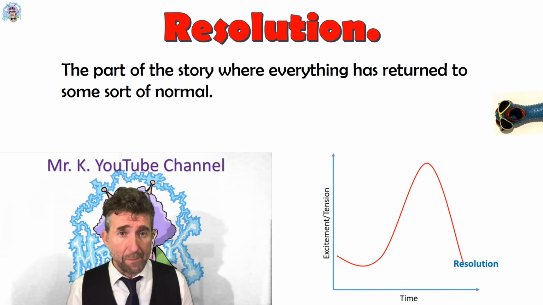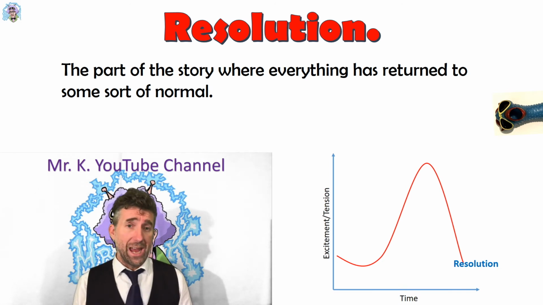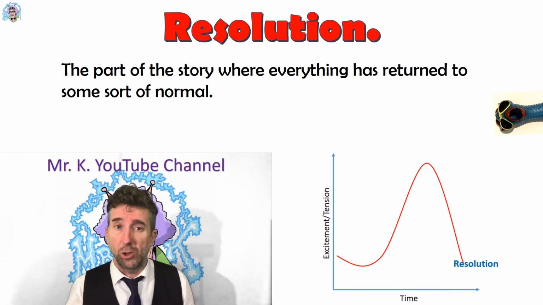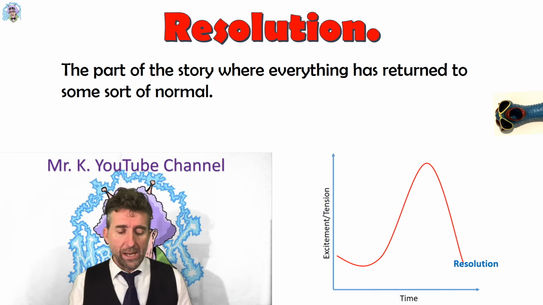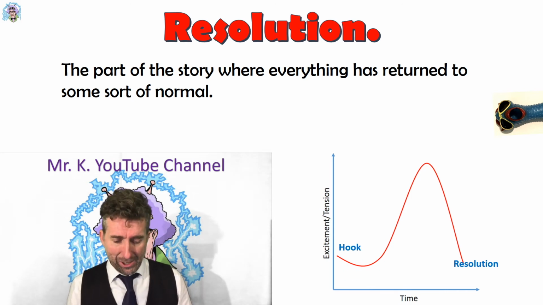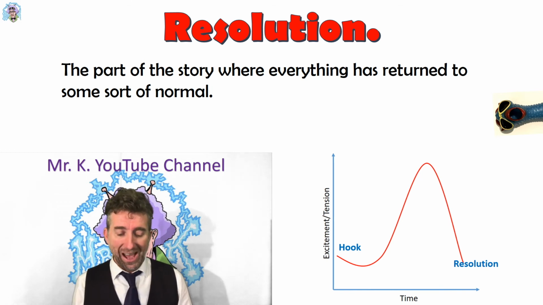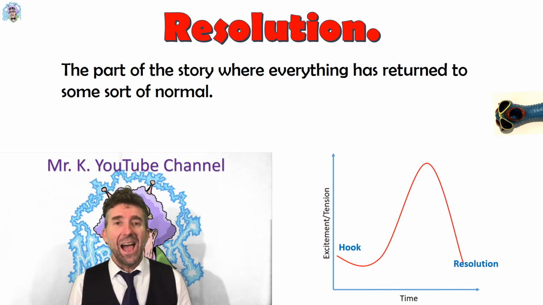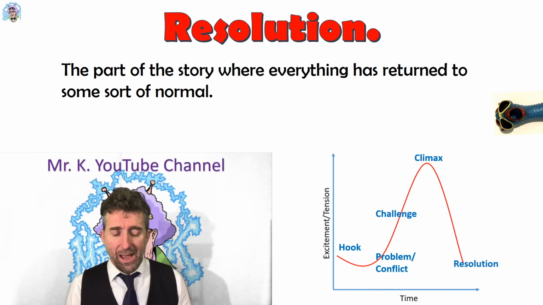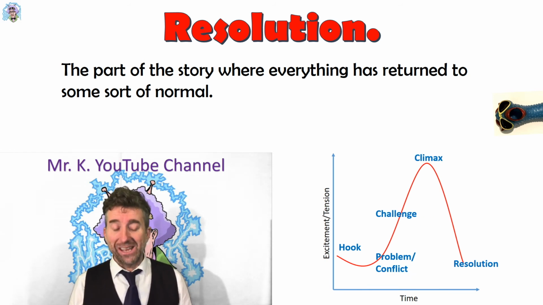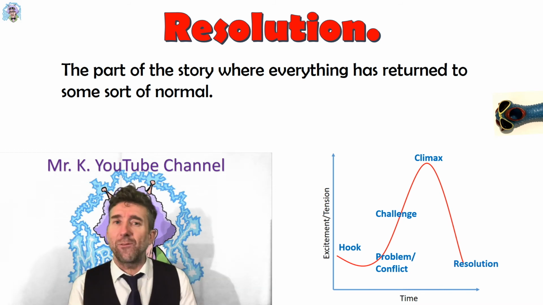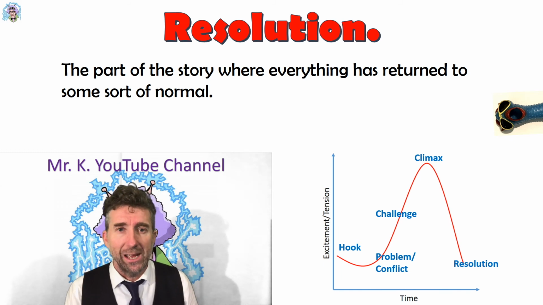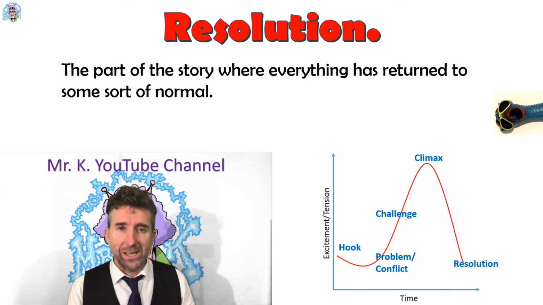So, just to recap, the elements of the story that you could have along the story graph as your story goes along could be the hook, the problem and conflict, also a challenge, then the climax, and then finally the resolution. So there you have it. That was a basic story graph. Like I said, there are many different versions out there, so don't be too phased if you see something different.